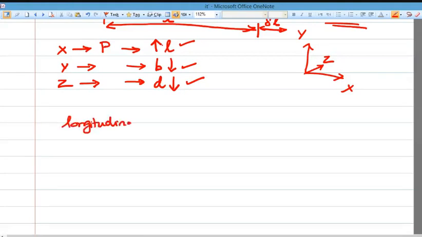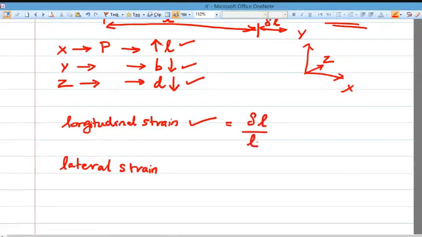Longitudinal strain and lateral strain. This longitudinal strain you have studied in the previous lectures. So this longitudinal strain is the ratio of change in length to the original length. So this change in length and the original length are taken in the direction of applied force.